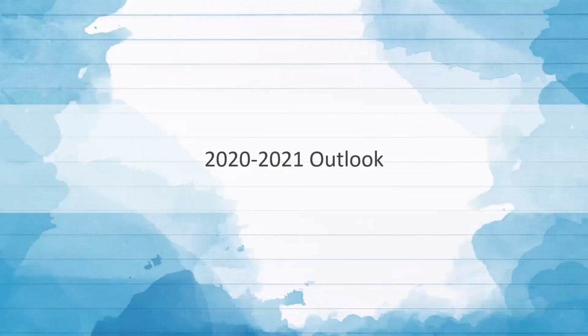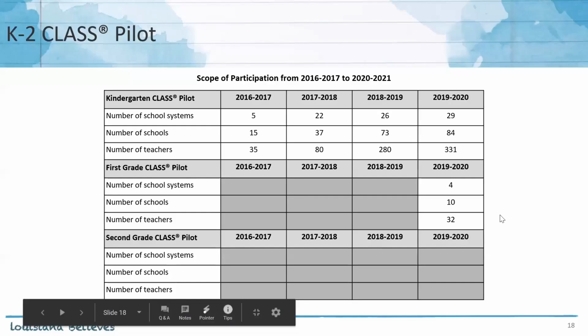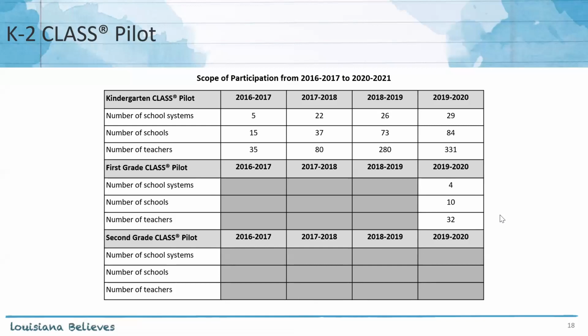So what does this year look like for the pilot? This table shows the rollout of the class pilot beginning with kindergarten in 2016-2017. The number of participating schools and teachers has grown each year. We introduced the pilot in first grade last year in 2019-2020 and hope to continue expanding that participation. We are opening it to second grade this year as well.